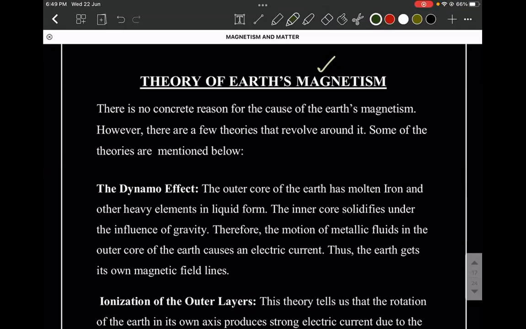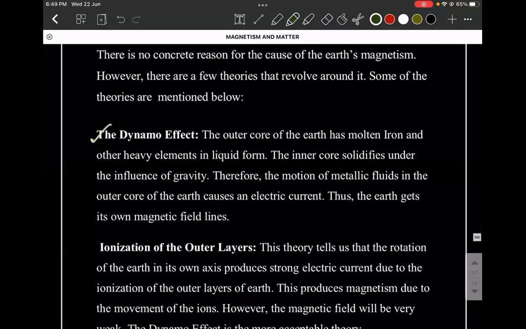But if you see the real fact, nobody is clear of why it is able to exhibit. There are a few theories, and some of the theories are nearly close to what we can say, yes, this would have been the reason.